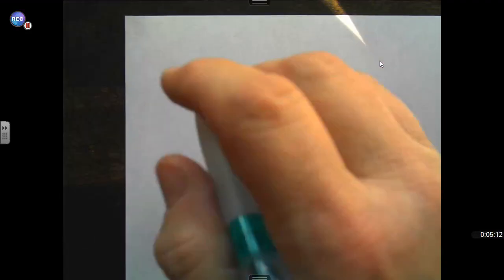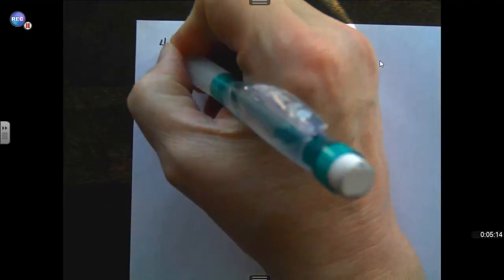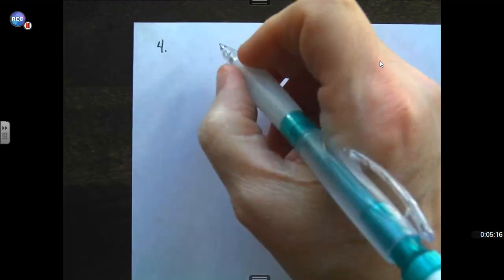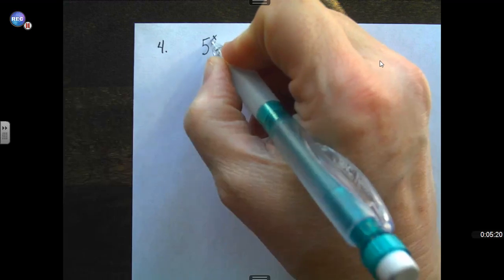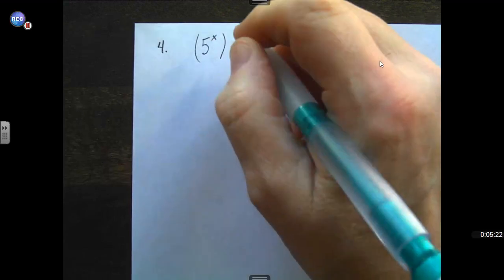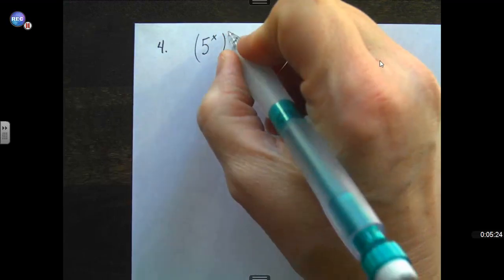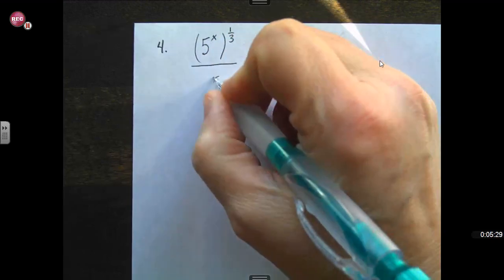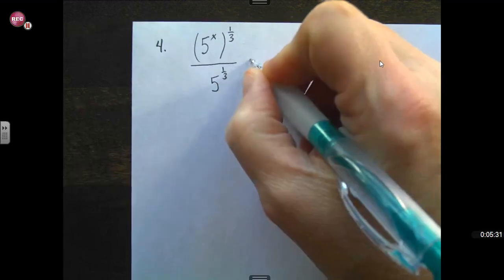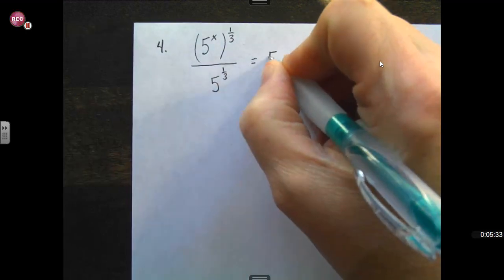Okay. Number 4 is 5 to the x to the 1/3 over 5 to the 1/3 equals 5.